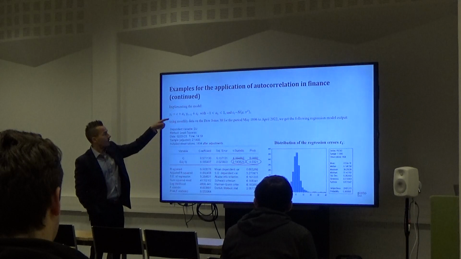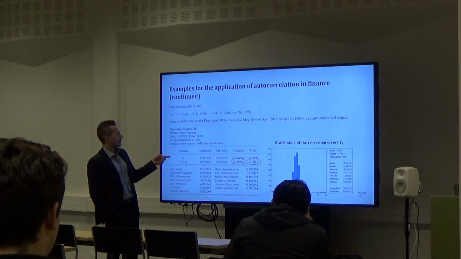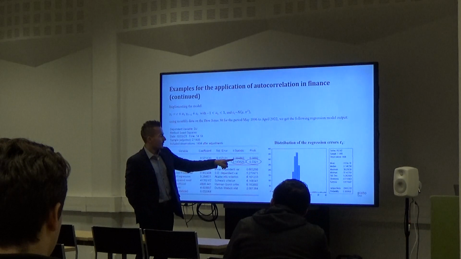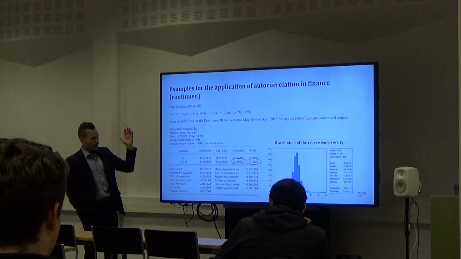The coefficient is 0.57% per month return. And this is the raw return, it's not the excess return. The t-statistic is 4.16. So based upon the t-statistic, you would infer that the Dow Jones 30 index generated so much percent payoff per month in that sample period.